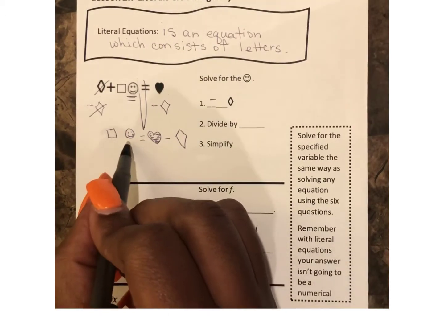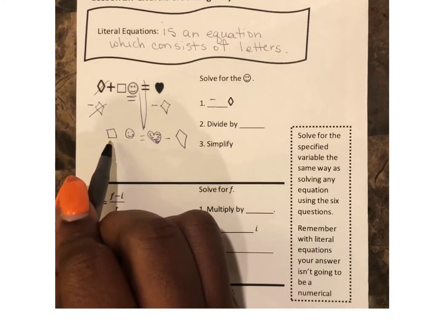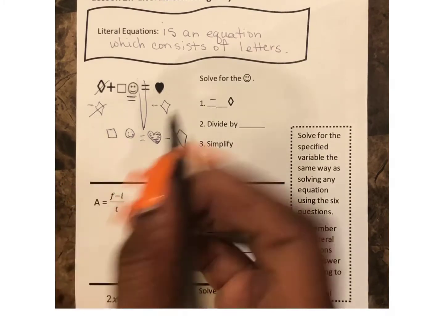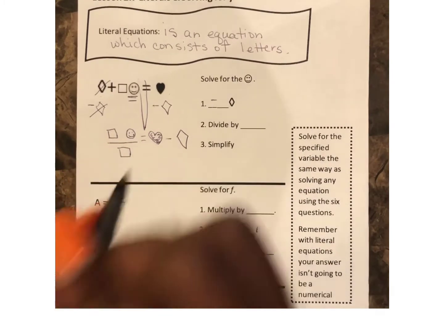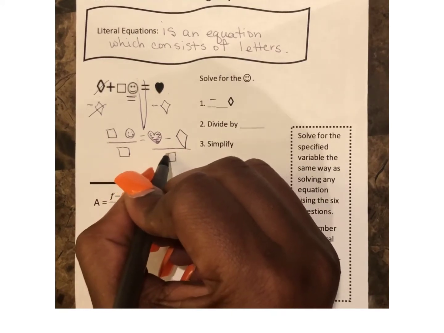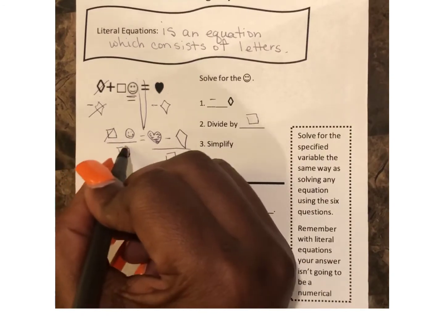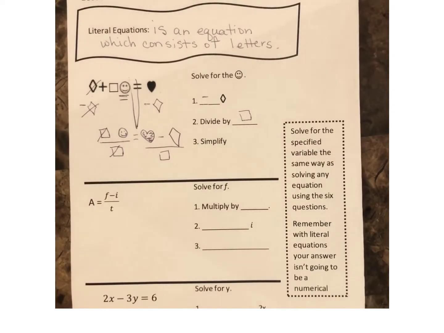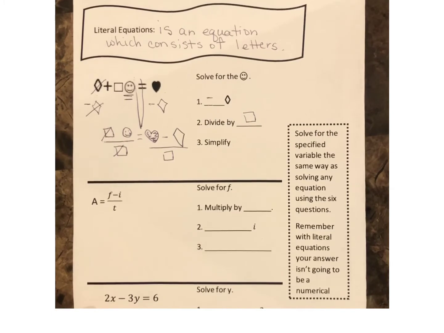Now, remember, we're trying to get happy alone. And notice we have square happy. So we're going to divide by the square. And remember, whatever you do to one side, do it to the other side. So we divide by the square. And they cancel out. And take a look, our happy face is alone. So happy face equals heart minus diamond divided by square.